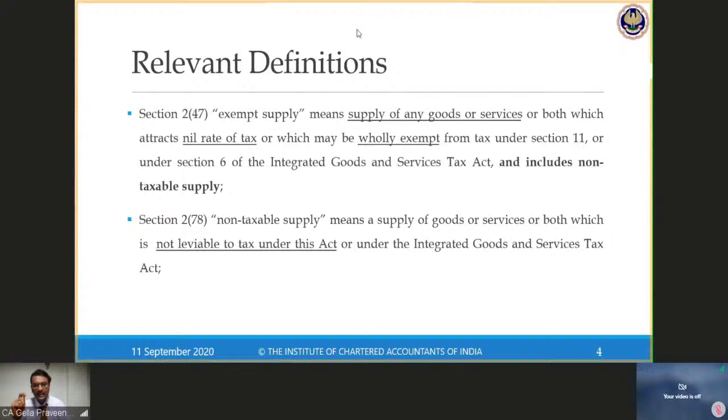Dilip says, hire sales attract IGST. Answer, refer schedule 3. We have a couple of problems. If you look into our Excel file, you will get to know. Meanwhile, I would request all of you to please put it on the chat window. Are you ready with your Excel file?